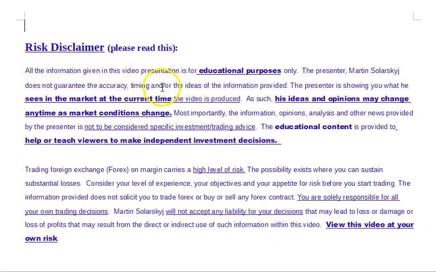Before we look at the charts, quickly, you can read the risk disclaimer. It's up to you if you want to read it. You can always pause the video for the information here. Mainly, I provide the videos on a weekly basis for educational purposes, and my major aim is to help you become a better trader. Always view the video at your own risk, especially if you're using real live money. And always remember, never trade with more than 1 to 2% of your account balance.